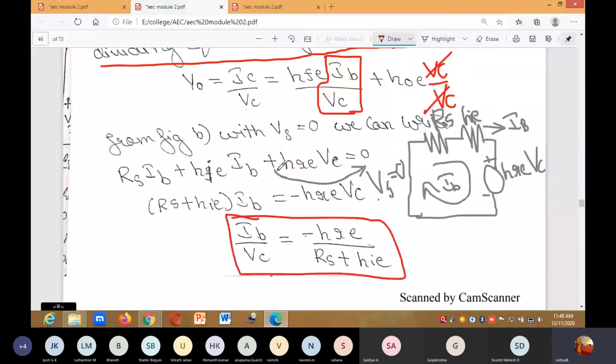Next, from figure B, that is with Vs equal to 0, we can write Rs into IB. You can see this figure. Rs into IB plus HIE into IB plus HIE into VC is equal to 0.